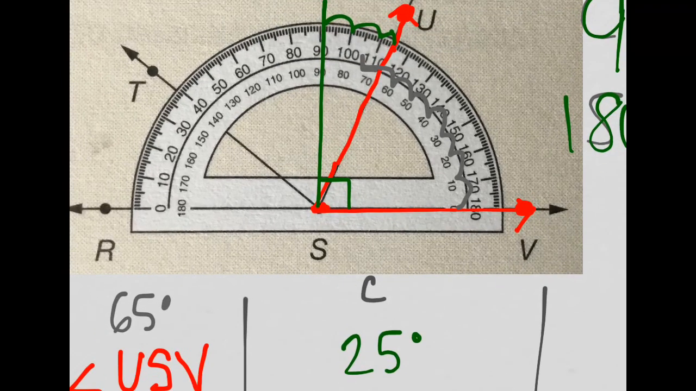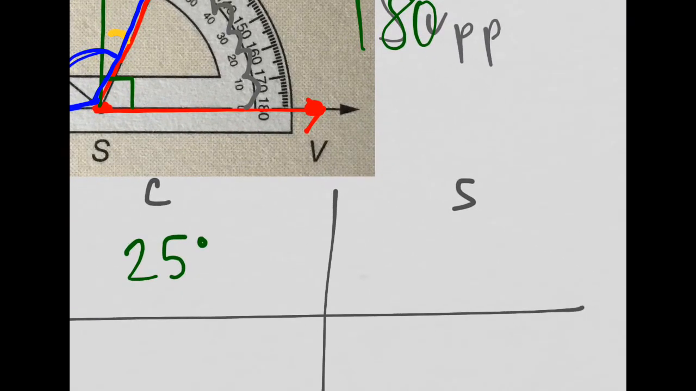Okay, now what's the supplement? So this angle here is the complement. The supplement would be an angle that comes all the way here and turns this into 180. So this angle here will be my supplement. I need to know, okay, if I have 65 plus how much is going to equal 180?